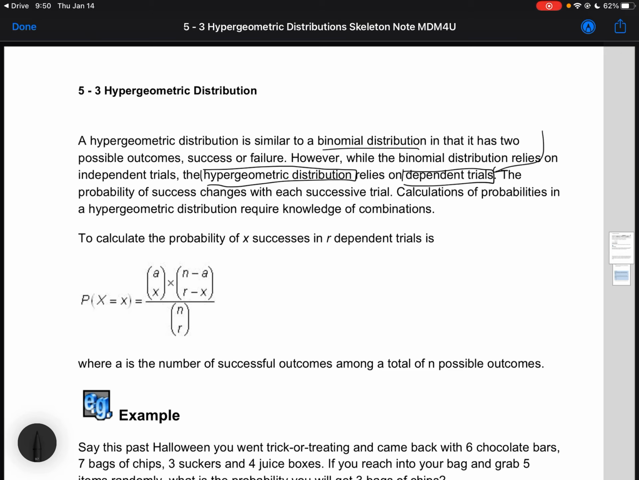For example, this would be taking something out of a bag and not replacing it. That means that your probability of success is going to change with each successive trial. The calculations of probabilities in a hypergeometric distribution require knowledge of combinations. The probability of X successes in R dependent trials is given by this equation here. A is the number of successful outcomes among a total of N possible outcomes.